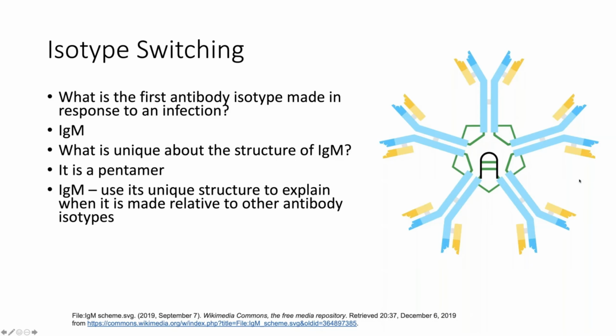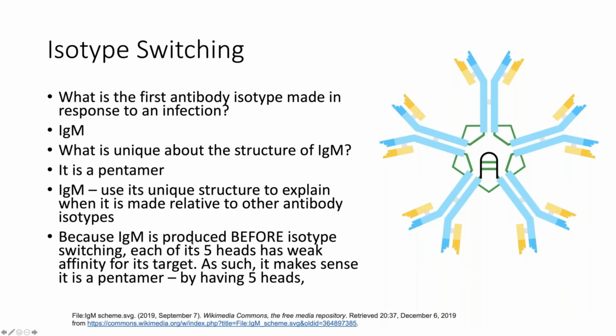Yeah. And so Melissa, if you're there, you can unmute yourself. If not, we'll go to Paula. So Melissa or Paula. So IgM. So use its unique structure to explain when it is made relative to other antibody types.